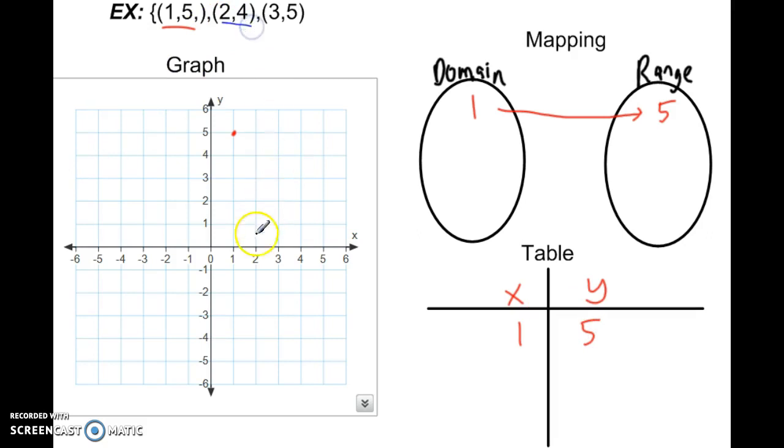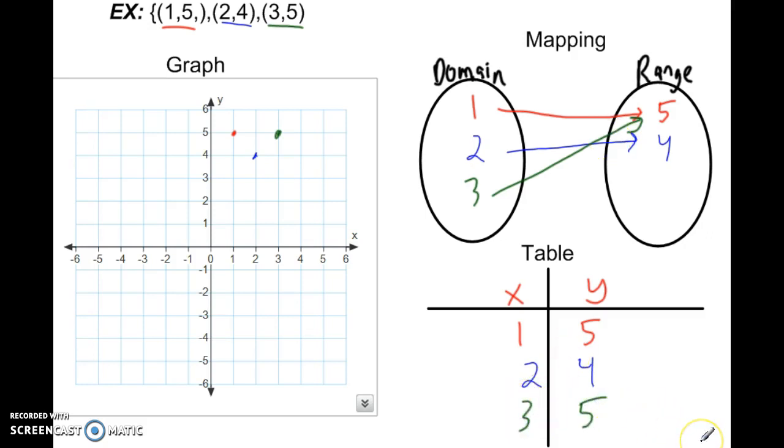And we'll graph the point 2, 4. That's here. We're going to map 2 to 4. And 2, 4 in a table. You can just see the different representations of the numbers. And then 3, 5 is here. 3 maps to 5 because it goes from 3 to 5. And then 3, 5 in the table. Now the table will still list that as a different point there.